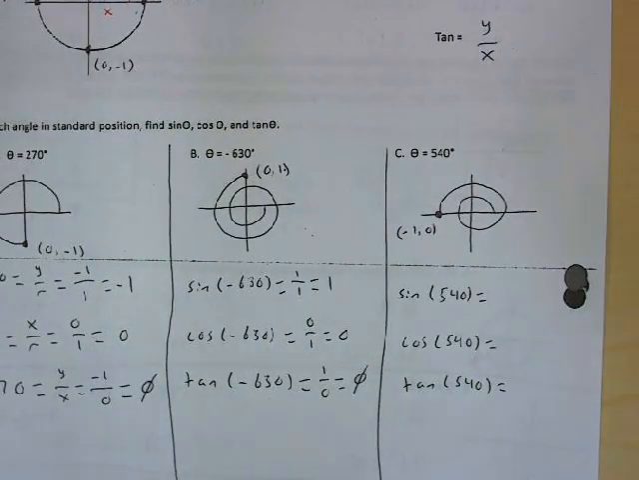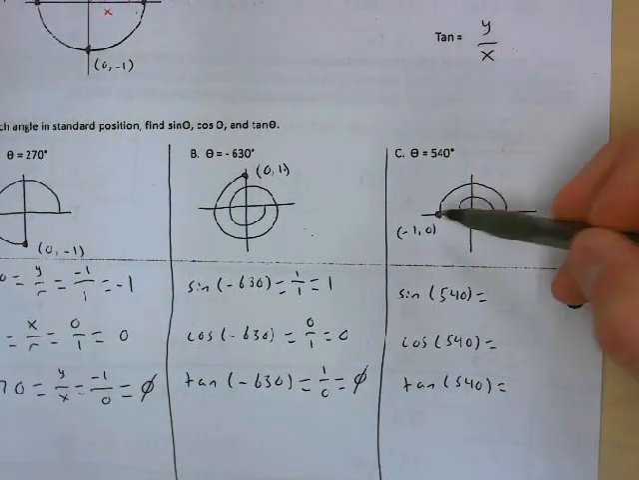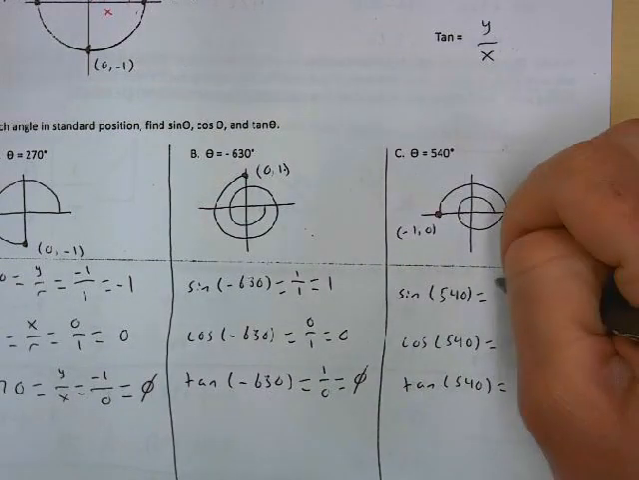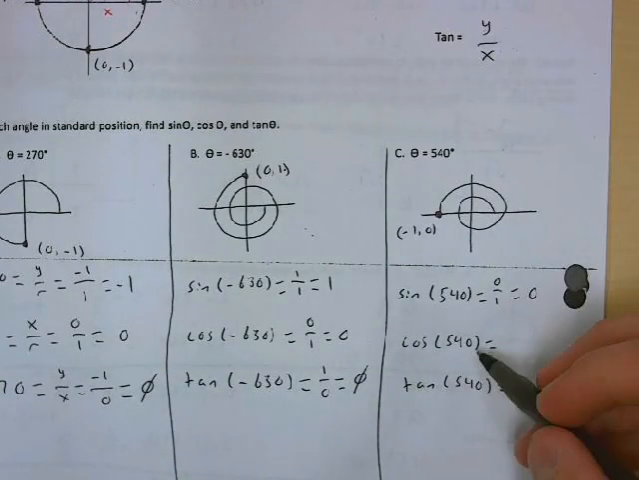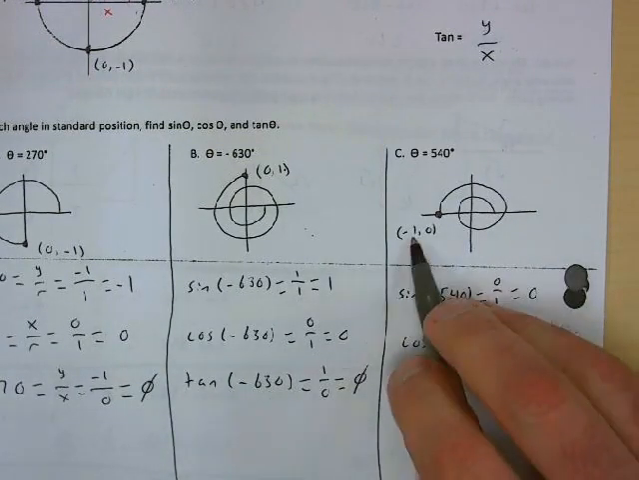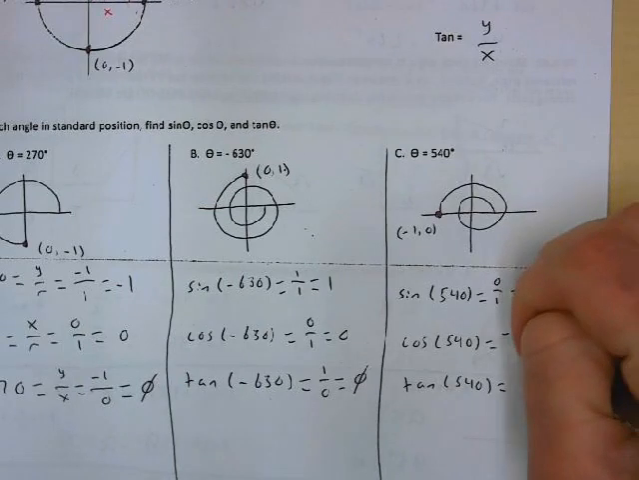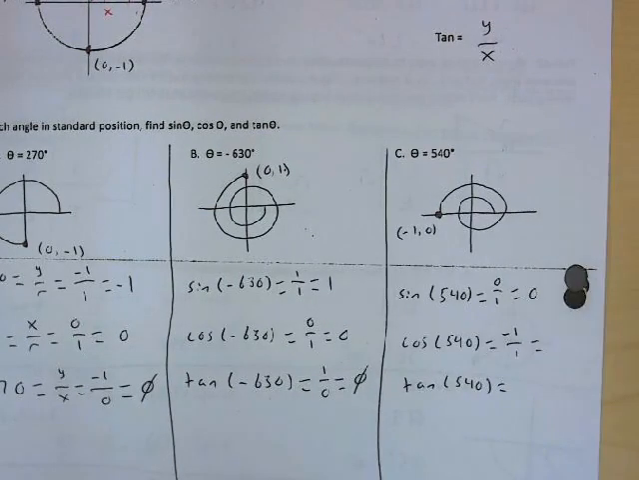Okay, so sine is y over r. My y value is 0, over the radius, which is always 1. So 0 over 1, we get 0. Okay, next the cosine is x over r. My x value is -1, over the radius, which is always +1. So -1 over 1, we get -1.